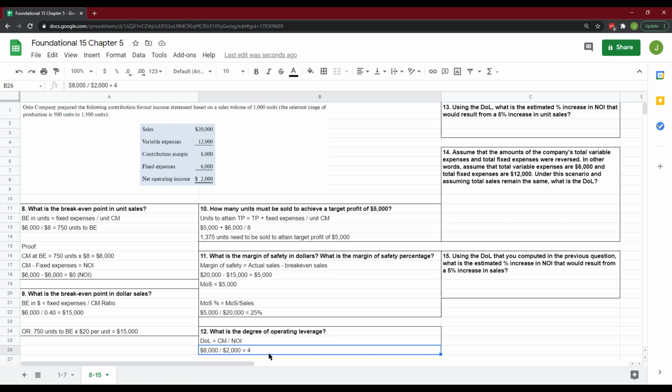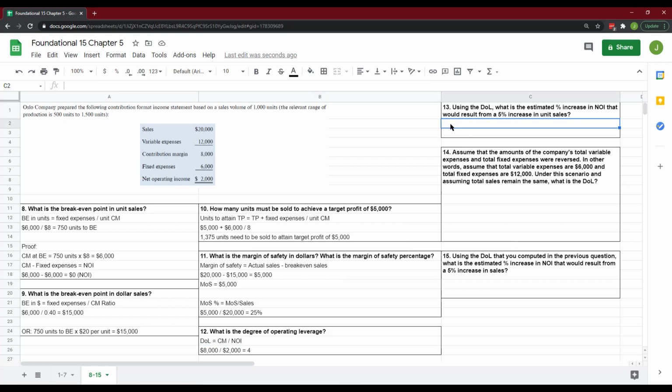Well, in this case, for every 1% increase in sales, we can estimate that our net operating income will increase by 4% as a result. So for every 1% change in sales, our net operating income will change or increase by 4%. And the same works for a decrease. So for every 1% decrease in sales, we can estimate a 4% decrease in net operating income. So whatever percentage increase or decrease we're talking about in sales, you just multiply that by whatever you found for degree of operating leverage to determine what that anticipated percent change is in net operating income.